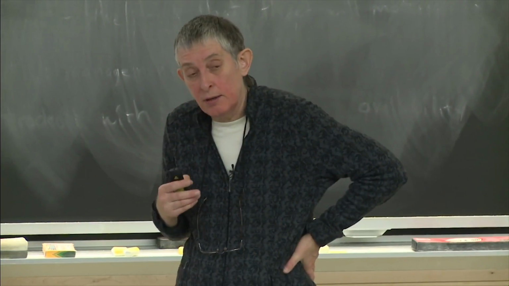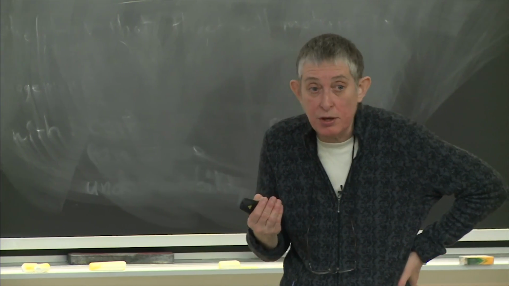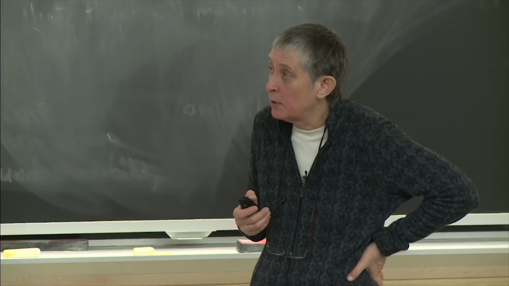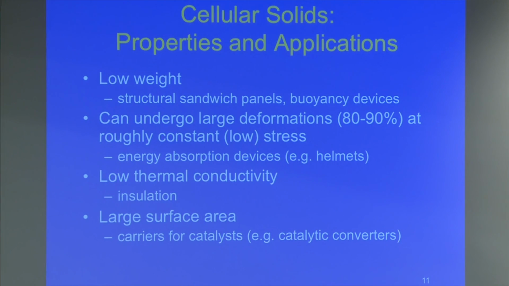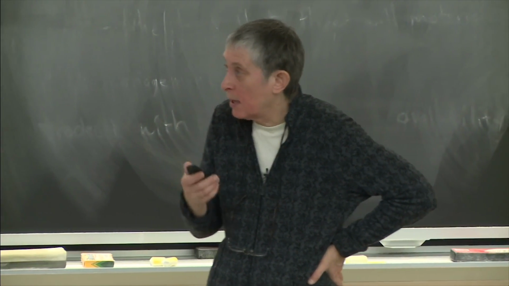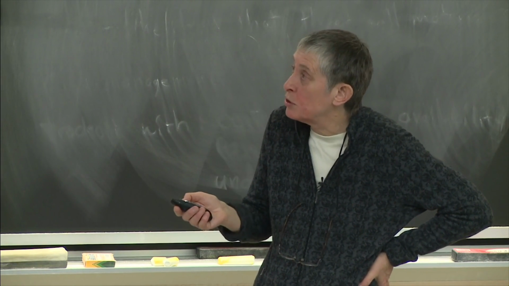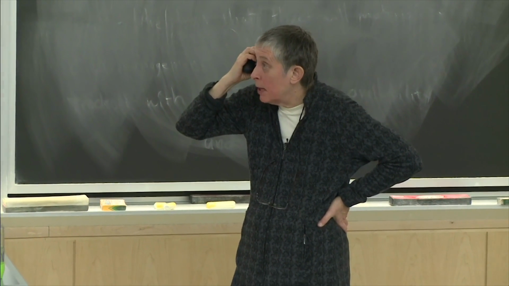Foams are also good at being thermal insulators. They have a low thermal conductivity, and that's because they're largely made of gas, and the gas has a lower conductivity than the solid, so that gives them low thermal conductivity. And they have a large surface area, and the smaller the pore size, the bigger the surface area per unit volume, and that makes them good for things like carriers for catalysts, and that's why they're used for these catalytic converters too. Okay, so here's some examples of cellular materials in medicine.